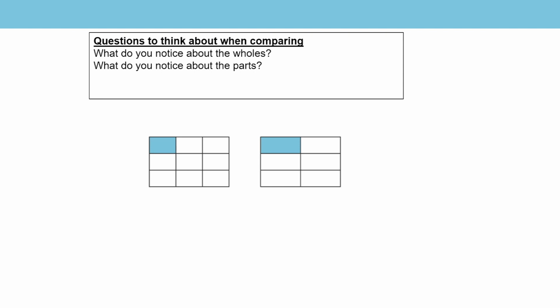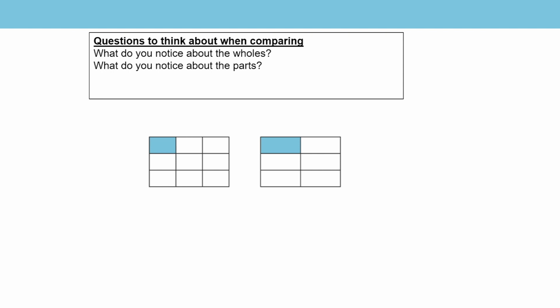We are going to compare fractions where the numerators are the same. We are going to do this by using area models. You've got two area models in front of you. I would like you to write down the fraction notation that is represented by these area models. Then I would like you to use the inequality symbol to compare the pair of fractions that you have written down. I would also like you to reflect on these two questions as you are doing this. What do you notice about the wholes and what do you notice about the parts? Pause the video now and have a go.